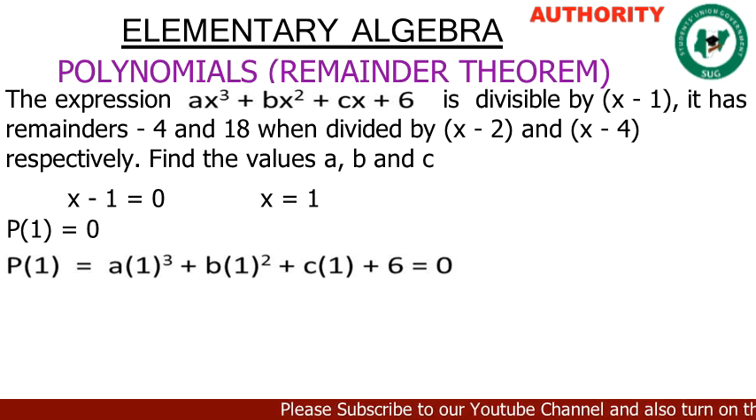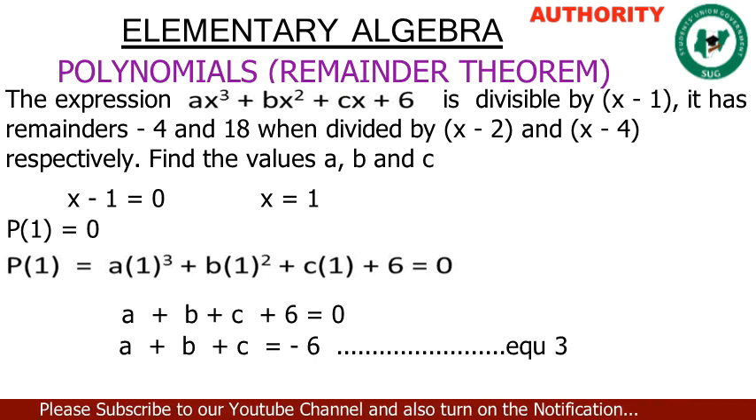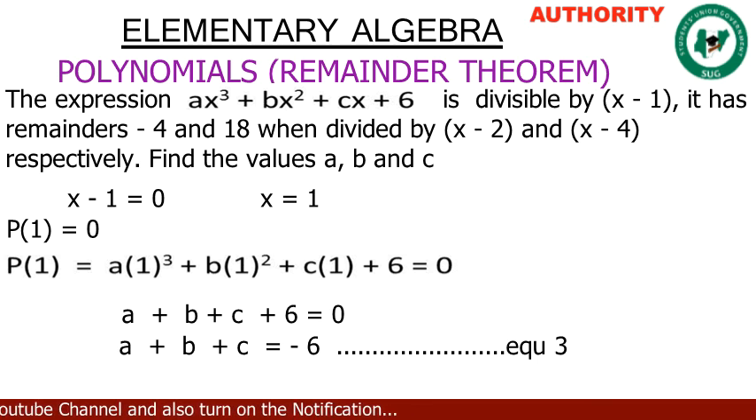So we're going to have 1 raised to power 3 will give you 1 times a plus b plus c is equal to, let's take 6 to the other side, to be minus 6. That means we are having a plus b plus c is equal to minus 6. So this is our third equation.